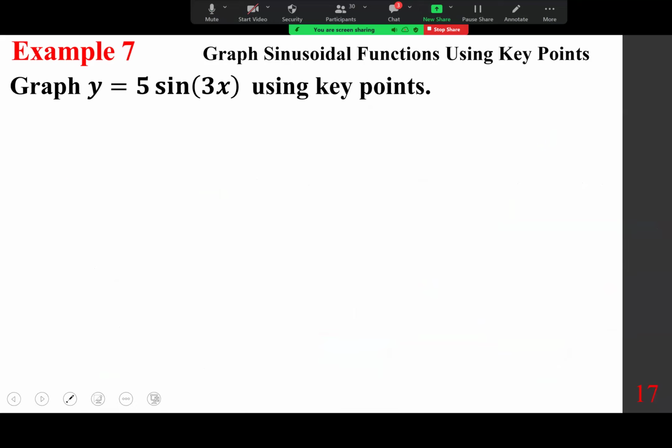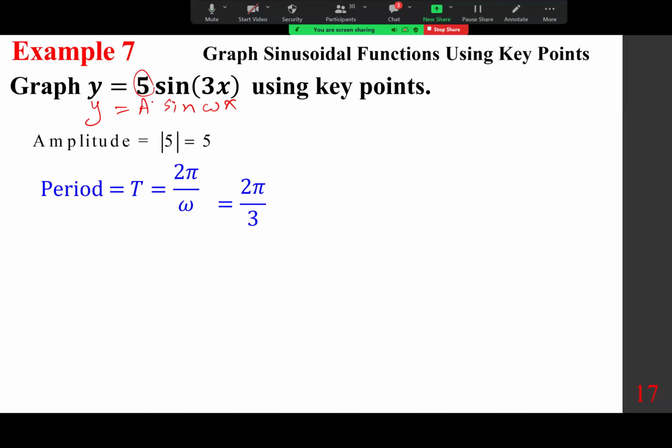All right, we're going to look at this example, everybody. And again, let me write y equals a sine omega x, so we know what's going on. So the amplitude is the absolute value of 5, which makes it 5. And the period is 2 pi over omega. That means 2 pi over 3. So that's pretty straightforward, everybody.